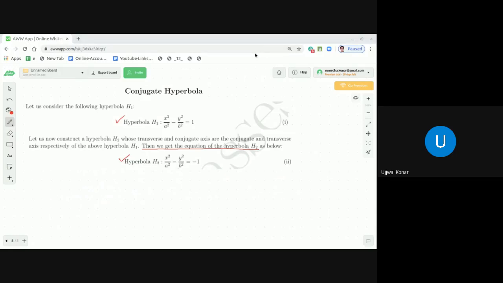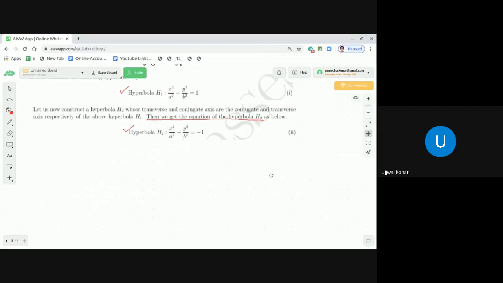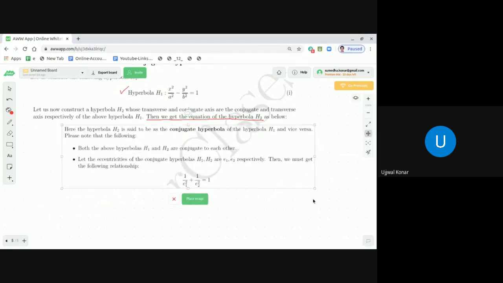And this H2 is known as the conjugate hyperbola. So here the hyperbola H2 is said to be the conjugate hyperbola of H1 and vice versa. That means we can say that H1 is the conjugate of H2 as well, and H2 is the conjugate of H1. That is what is called vice versa.